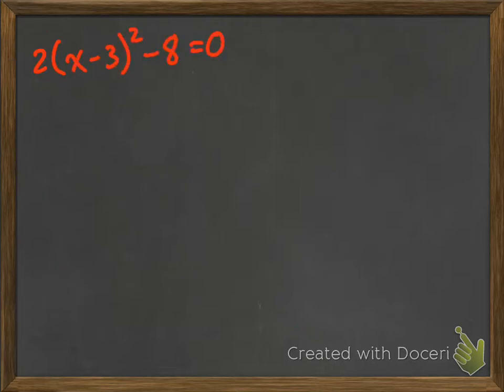Here's the equation 2 times x minus 3 squared minus 8 equals 0. And that would be the same thing as the parabola y equals 2 times x minus 3 squared minus 8, right? And all we're doing is replacing the y in that equation with 0. And that's how we'll find the x-intercepts of that graph. Okay, well, let's do the algebra. Whether we're talking about the graph or not, we're going to do the same algebra.